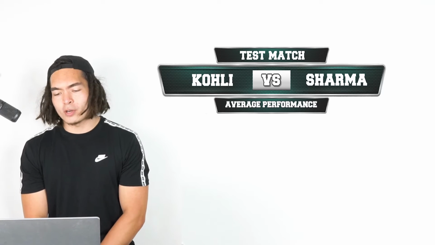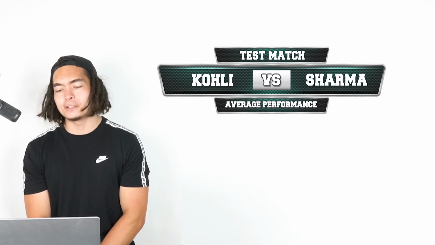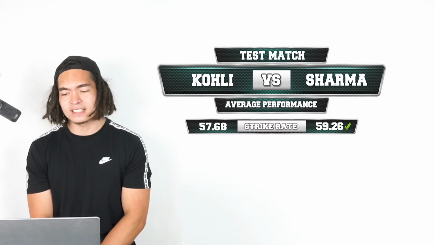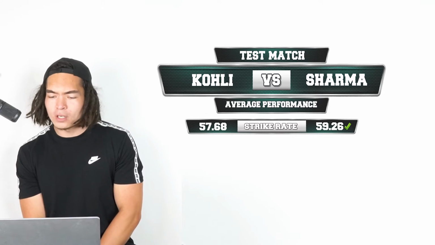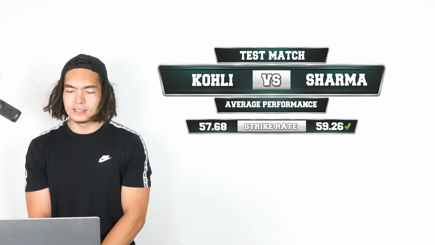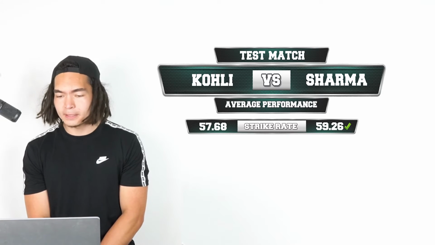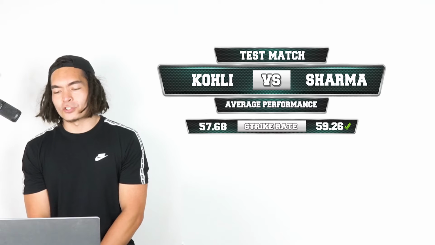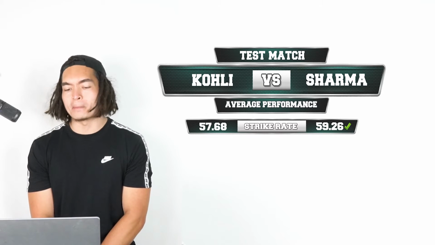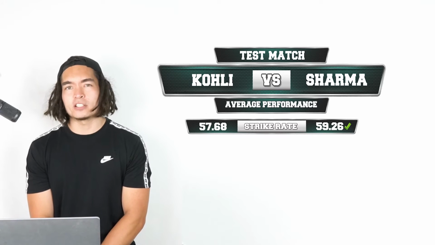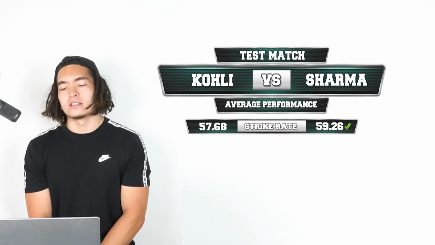The average strike rate for Kohli is 57.68. Rohit Sharma just edges him there at 59.26. So that goes to Rohit Sharma finally, but we know that strike rate isn't the be-all and end-all in test match, of course. The more important metric here is the average scores.